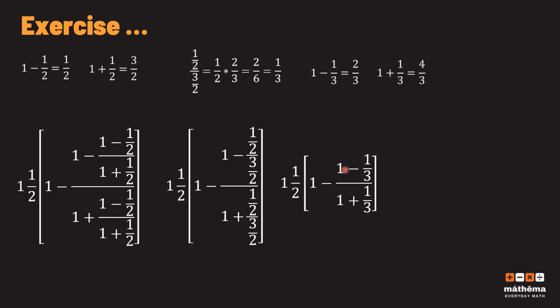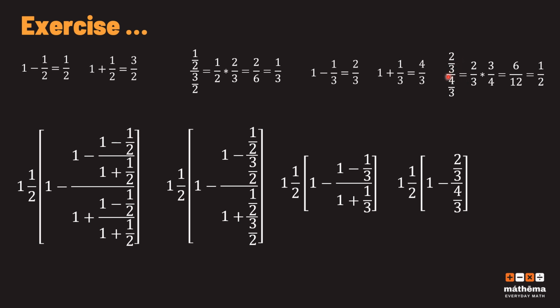So let's try to simplify again this part of our expression. So we have 1 minus 1/3 is 2/3, 1 plus 1/3 is 4/3. So we will now have 1 minus 2/3 over 4/3. Simplify, 2/3 over 4/3. Again, we have 2/3 times the reciprocal of 4 over 3, which is 3/4, and that will give us 2 times 3 is 6, 3 times 4 is 12, or this is just 1 half. So basically, this is just 1 half.